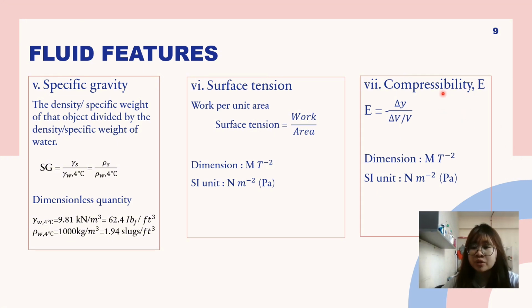Compressibility can be written in a formula as E equals negative delta P over delta V over V. Dimension will be written as M times T^-2. SI unit is Newton per m squared.